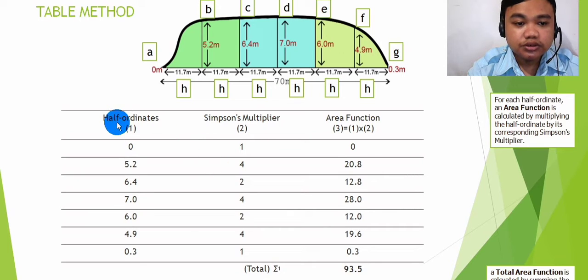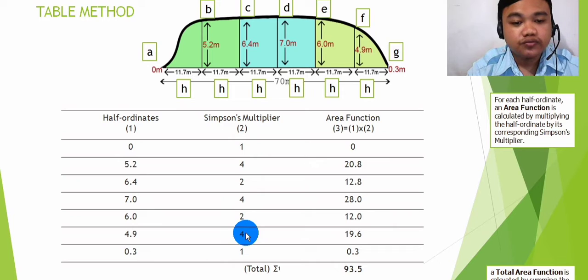So again, list down the half ordinates and use the Simpson's multiplier. So we have 1 for the first, and since we have 7 ordinates, we should use 1, 4, 2, 4, 2, 4, 1. So we have the 2 in between, but we should end up in 1, and before 1 is 4.